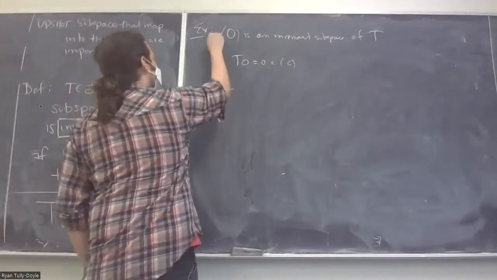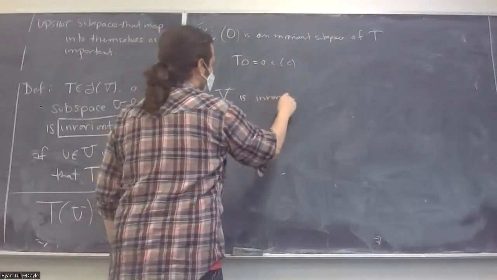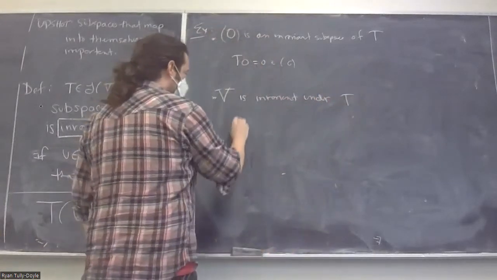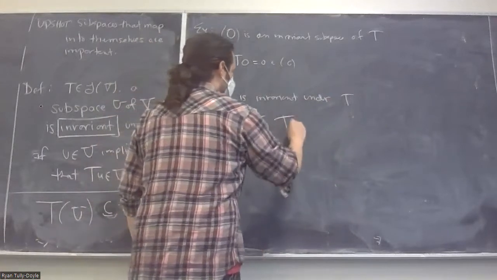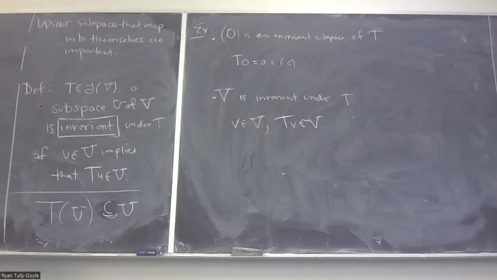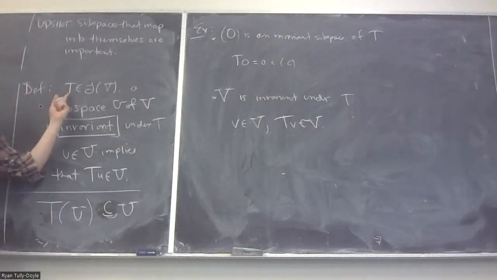All of V, these are the dumb ones, all of V is invariant under T, because for any v in V, Tv is also in V. Are these subspaces invariant? Yes. These are invariant under anything, but the point is that you have to start with an operator, and it comes with a family of subspaces.